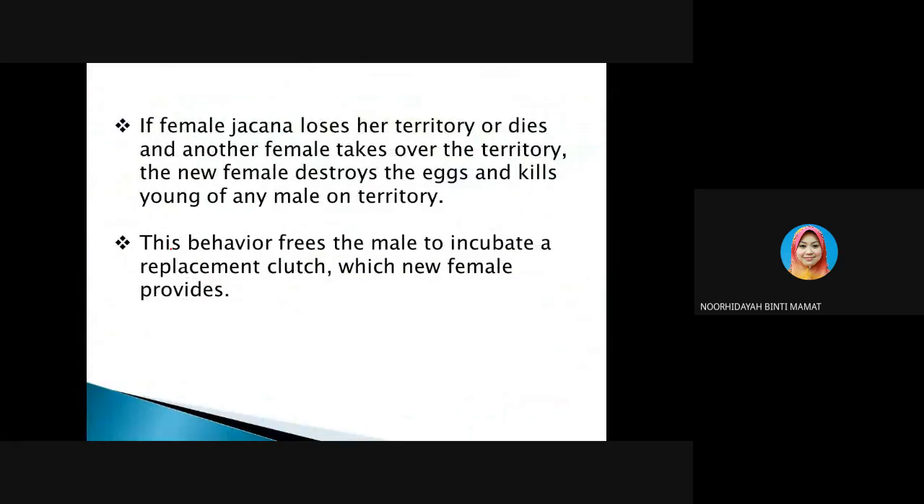So if the Jacana female loses her territory or dies, okay, just now we were talking about one big territory of one female. Inside that we have small male territories, right? In classic polyandry, the females compete for their males. So if she dies or loses her territory, the new female destroys the eggs and kills the young of any males of the territory.